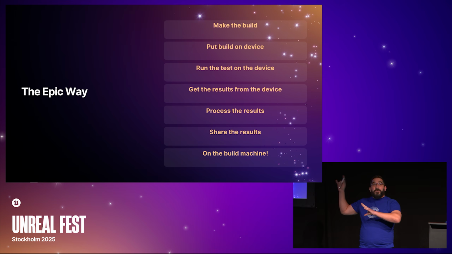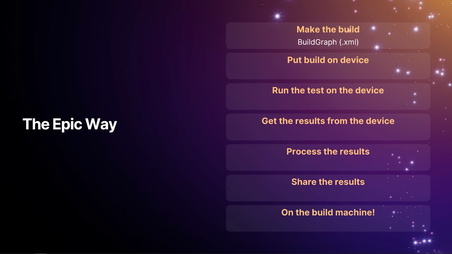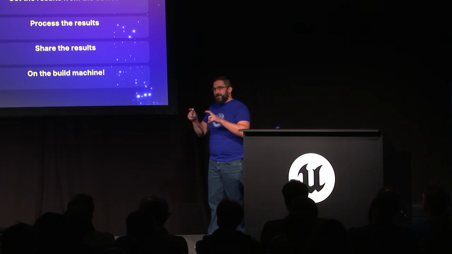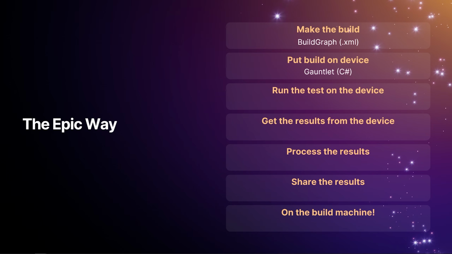So we actually do have a bunch of systems to do all of these things. So if I want to make the build, we have something called BuildGraph. It's based in XML. It's a script-based build automation system with graphs of building blocks common to UE. It doesn't actually have a graph interface. It's all built in XML. Then for putting the build on the device, we have Unreal Automation Tool and Gauntlet, which is a framework to run sessions of UE projects and perform tests, validate results, and all that fun stuff.